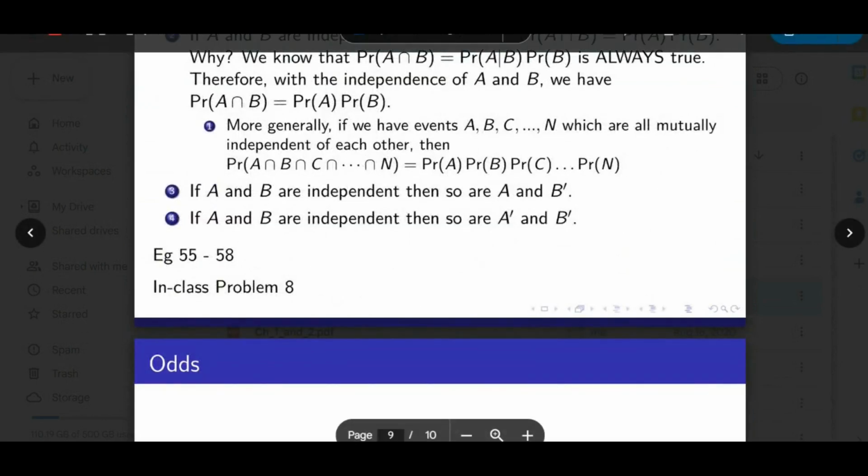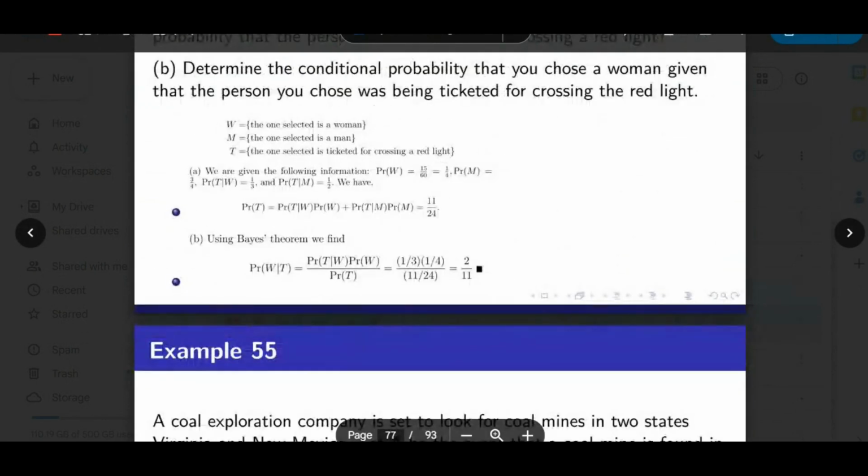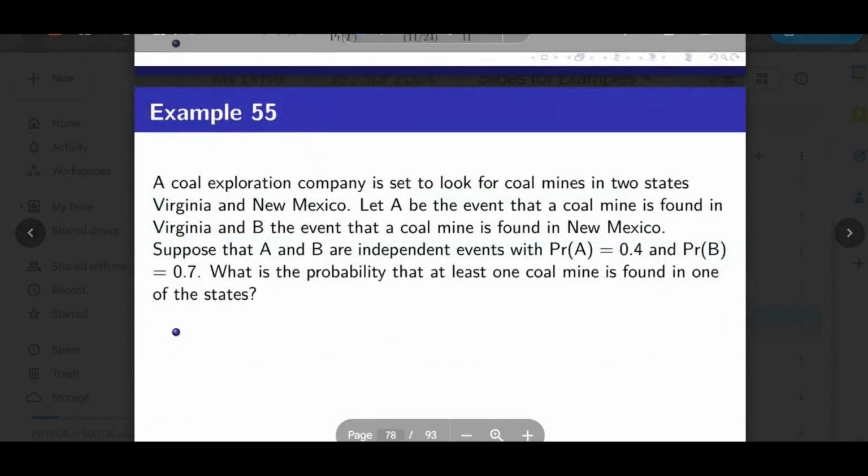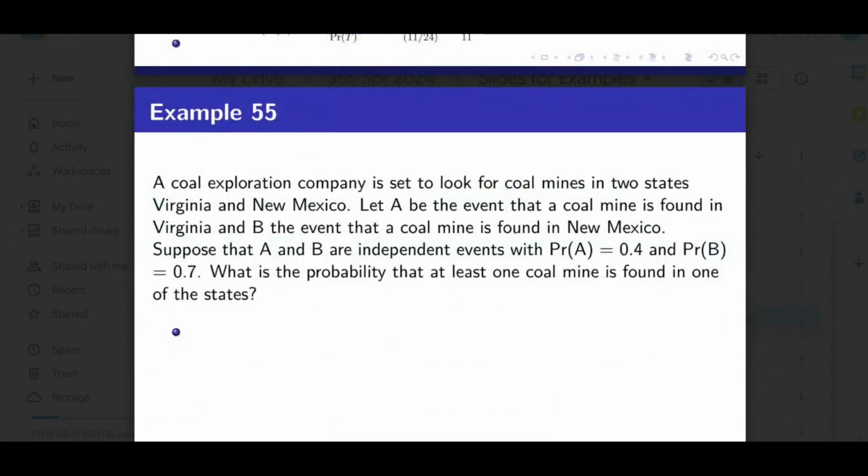Okay, so let's do some more examples. The probability of A is 0.4, and the probability of B is 0.7. What's the probability that at least one mine is found in one of the states? Okay, how do you do this?